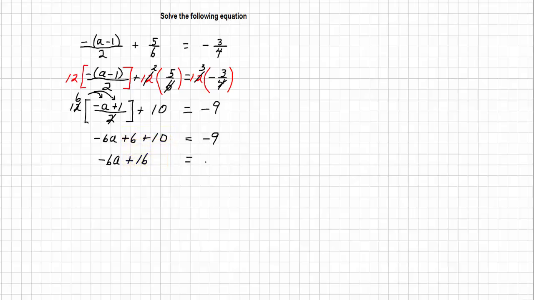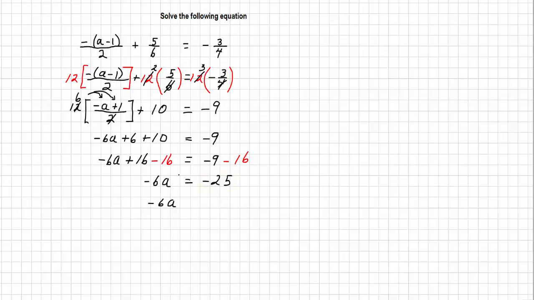Now in order to keep all of the terms with variables on the left side, we have to eliminate the plus 16. To do that, we subtract 16 from each side of the equation. So we end up with negative 6a plus 16 minus 16 equals negative 9 minus 16, or negative 9 negative 16. So on the left side you're left with negative 6a, and on the right side the negative 9 and negative 16 combine to give you negative 25, since they're both negative.